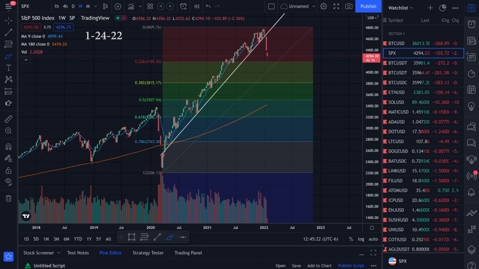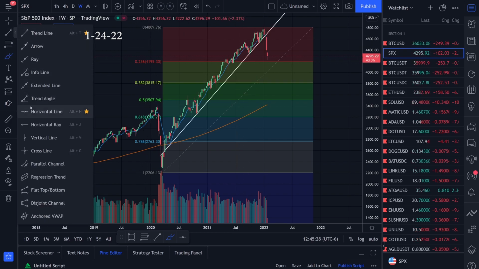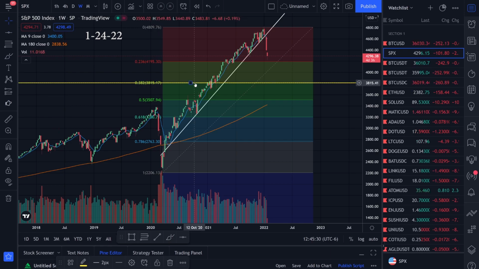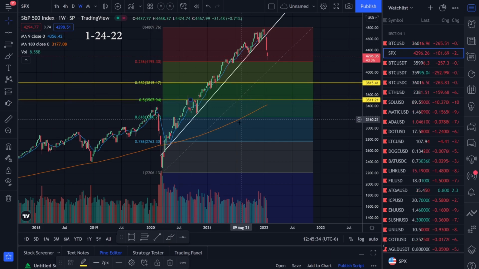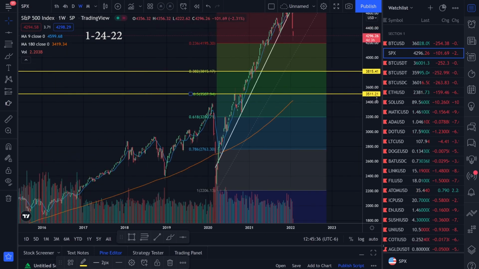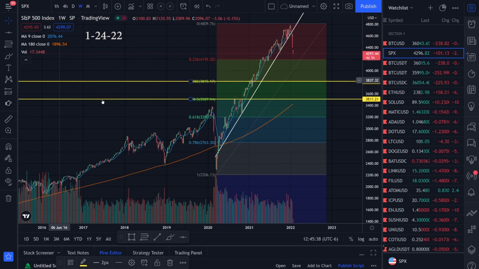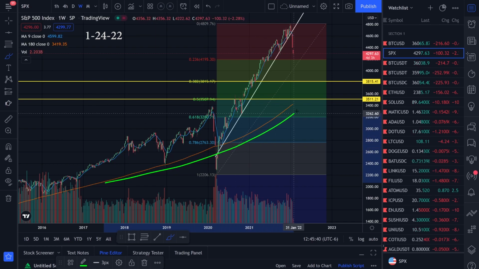Right now we're sitting at 4,294, but I'm looking at 3,815. Let's go ahead and do some horizontal lines, maybe one right here and then another one at this 50% level at 3,507. This 3,507 level also lines up with this 180 moving average.